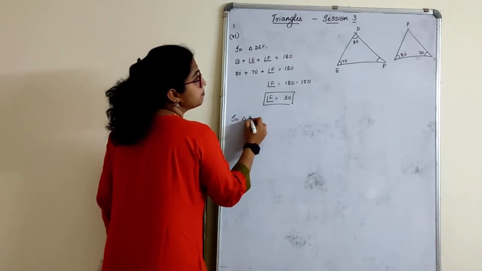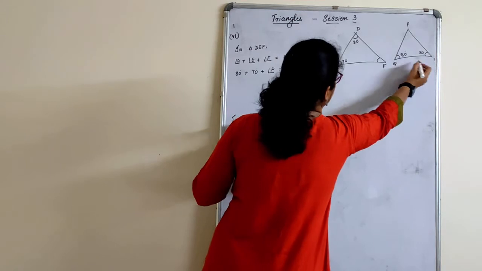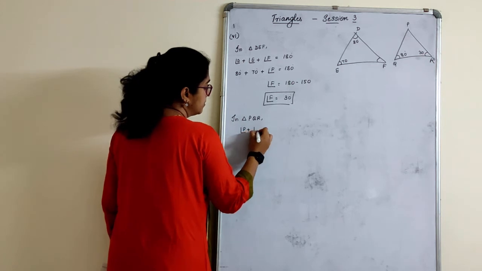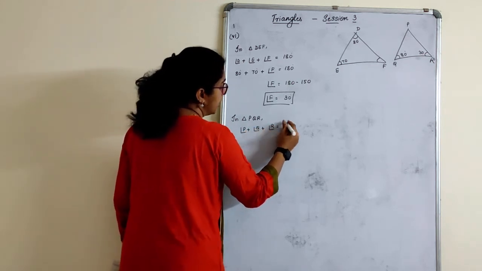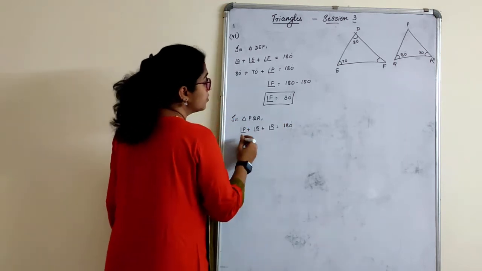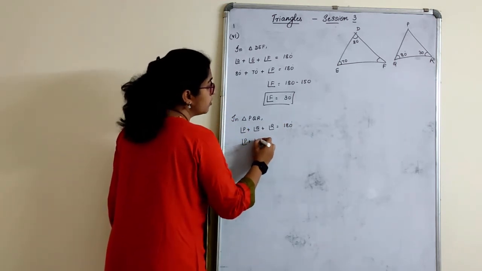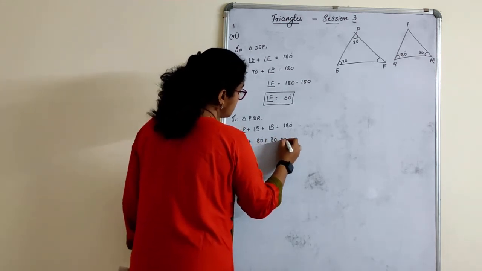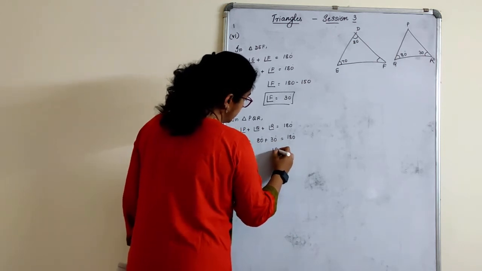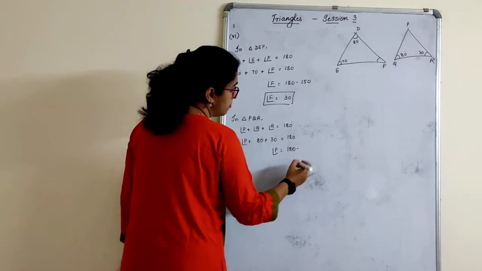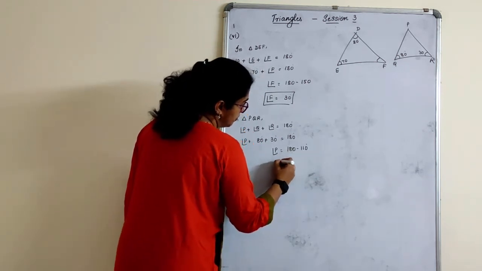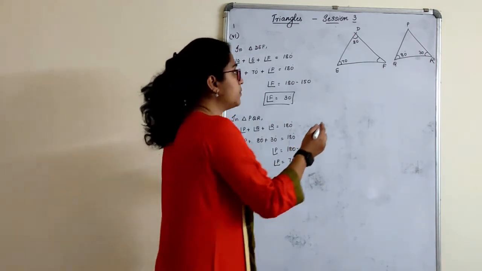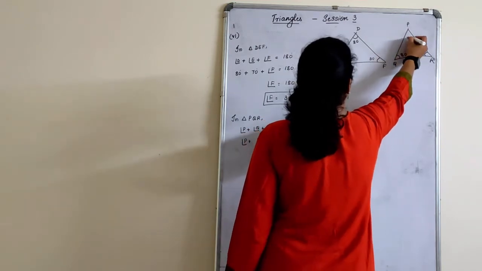In triangle PQR, angle P plus angle Q plus angle R is equal to 180. So angle P we have to find out. Angle Q is 80 plus angle R is 30 is equal to 180. Angle P is equal to 180 minus 110. Angle P is equal to 70. Then we have 70, 80 and 30. All the angles are equal. That means now this is 30 and this is 70.